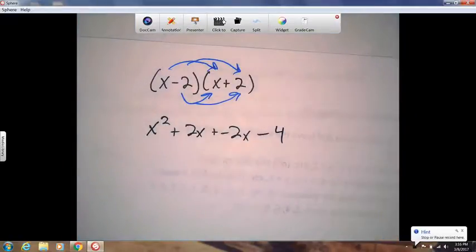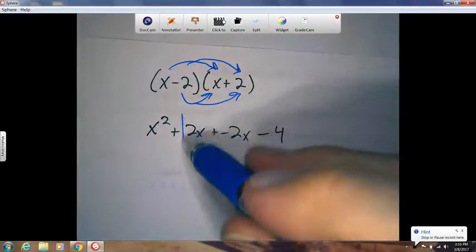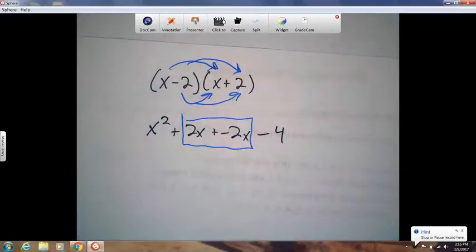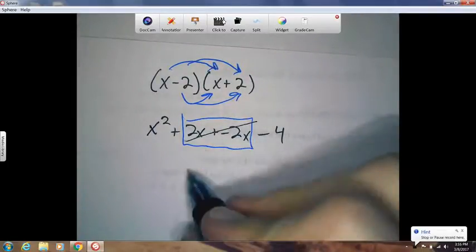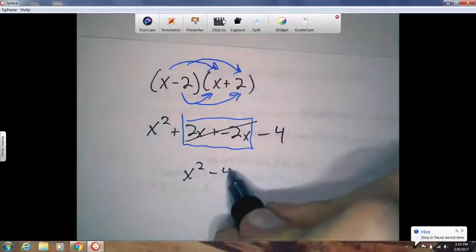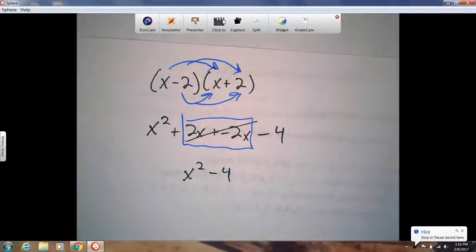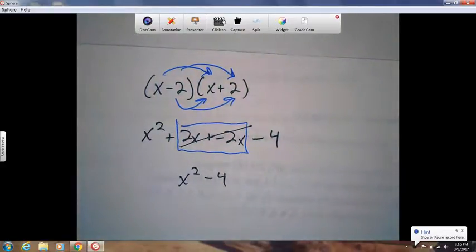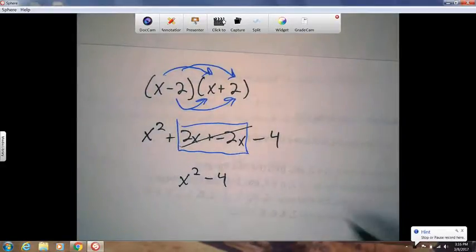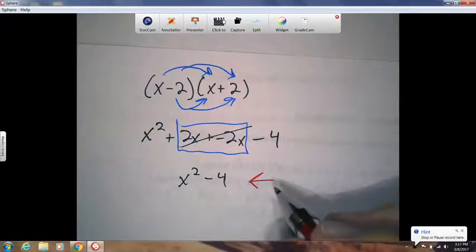And then when I was simplifying this, these like terms canceled out. They added to 0, so I was left with x squared minus 4. So that was a special product we have. Now what we're going to do is we're going to factor. So we're going to get this, and you need to factor it to this.